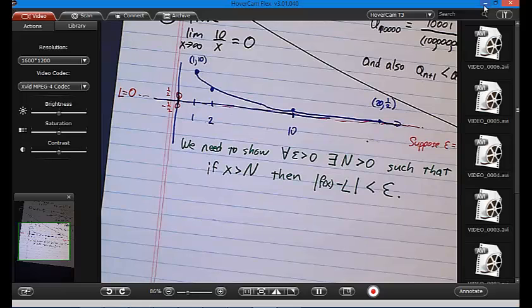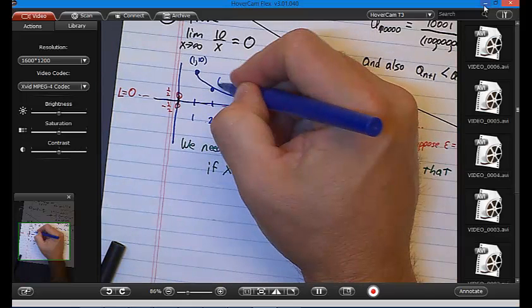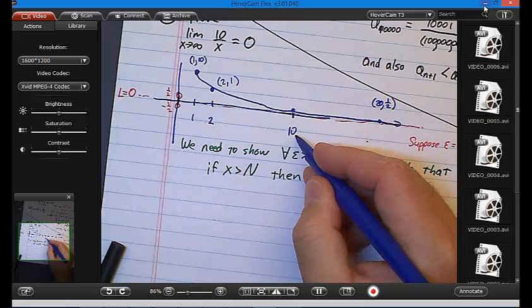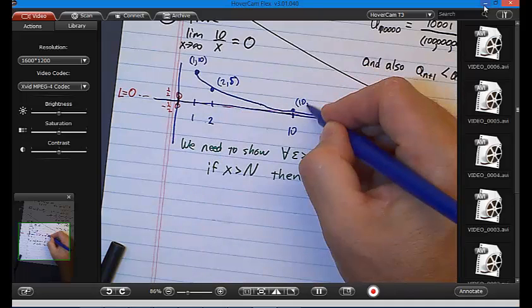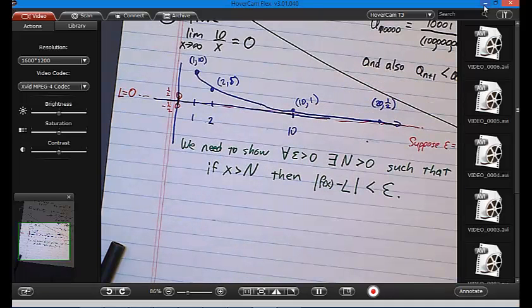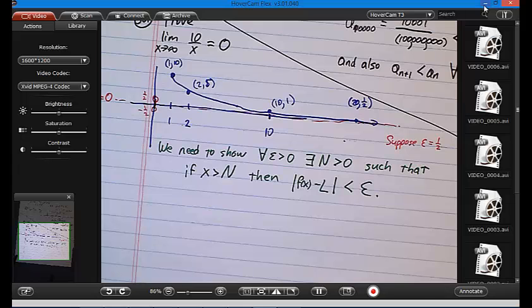If you told me capital N is 2, I'd say no, you're not there yet, because this is 2, 1. If you told me capital N is 10, I'd say no. I'm sorry, this is 2, 5. This is 10, 1. What's a capital N that would work for epsilon is 1/2? 21 would work, sure. Capital N equals, actually 20 would even work because there's a greater than here, right? But N equals 21 works, right? Guys understand?